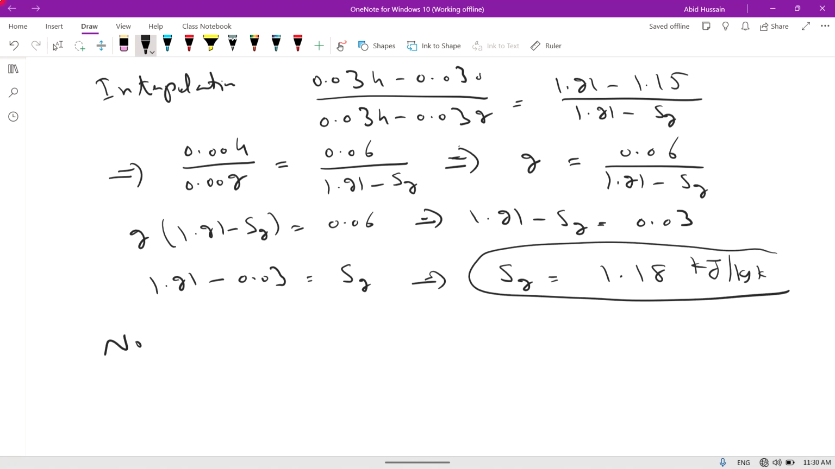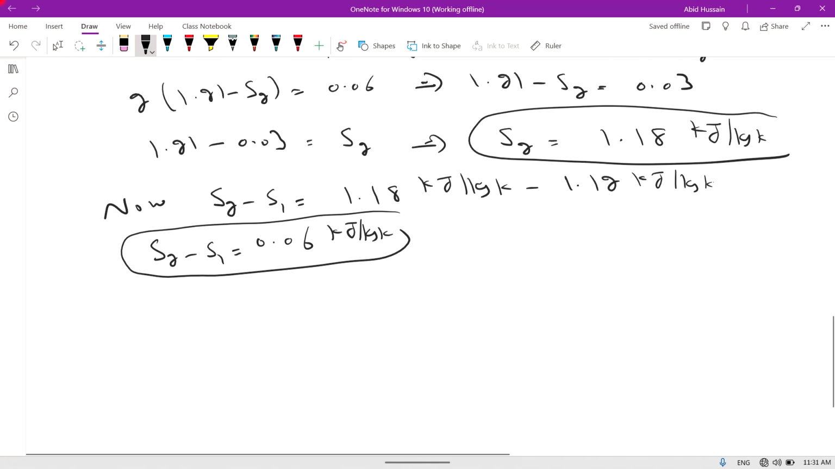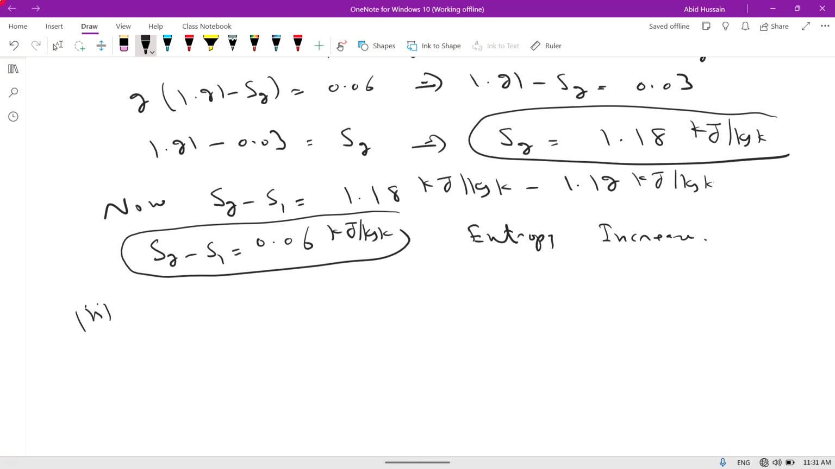Now change in entropy, S2 minus S1, is equal to 1.18 minus S1, which is 1.12 kilojoule per kilogram per Kelvin. So the change in entropy is 0.06 kilojoule per kilogram per Kelvin, and the positive sign means that entropy increases.